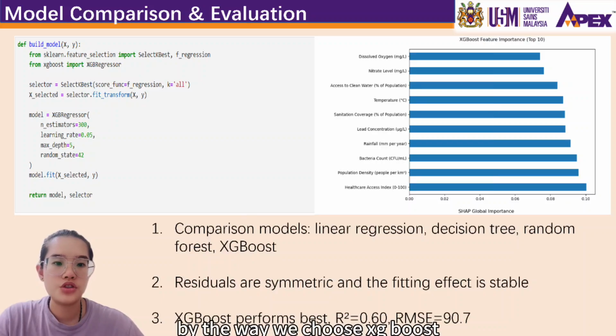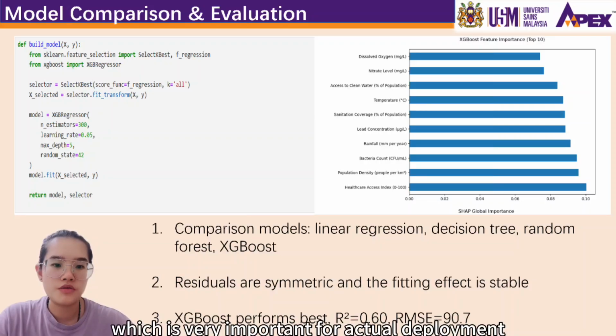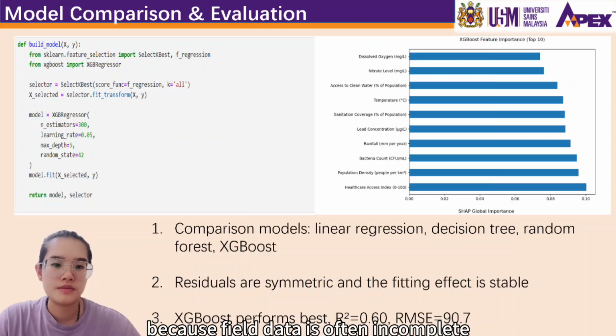By the way, we chose XGBoost because it can efficiently handle nonlinear relationships and feature interactions, which is very suitable for solving our problem. For example, built-in regularization prevents overfitting and automatically handles missing values, which is very important for actual deployment because field data is often incomplete.